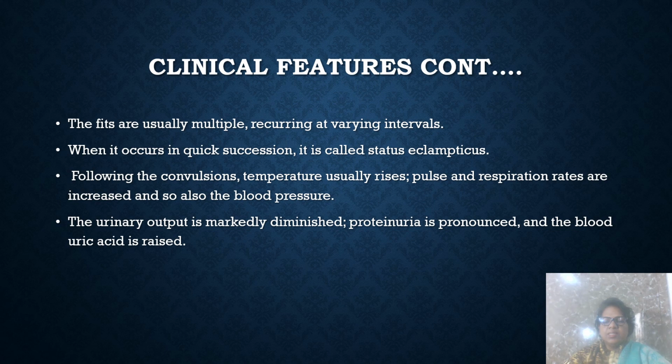Following the convulsions, temperature usually rises, pulse and respiration rates increase, and so does the blood pressure. So after convulsion, temperature, pulse, respiration and the other vital signs all increase. The urinary output is markedly diminished, proteinuria is pronounced, and the blood uric acid is raised. So urine output decreases after convulsion. Proteinuria becomes greater than before, which is a specific feature of pre-eclampsia and eclampsia. The uric acid levels also increase.